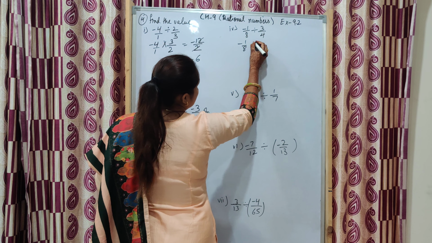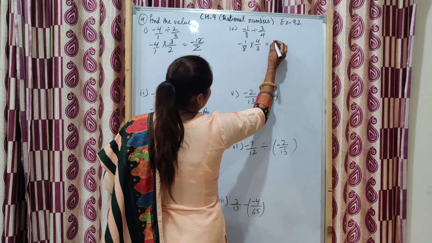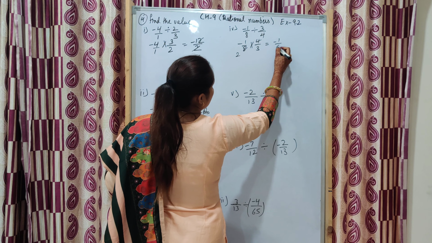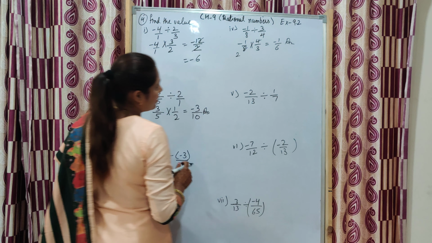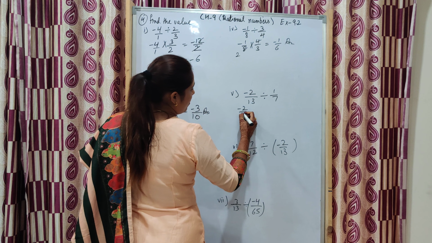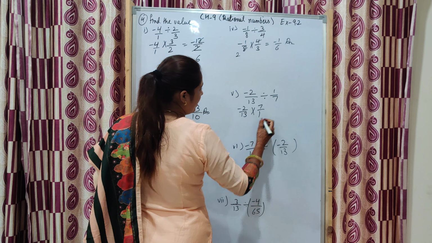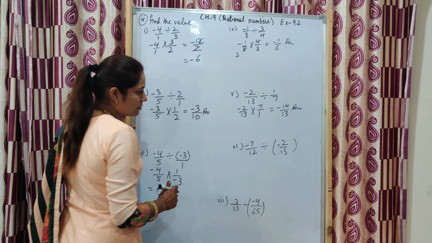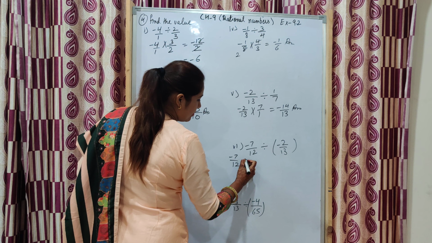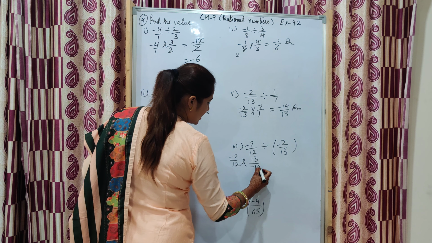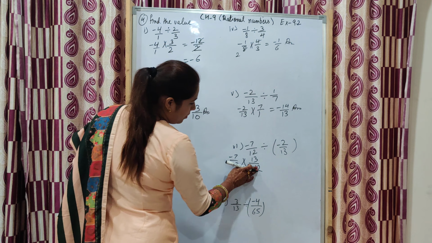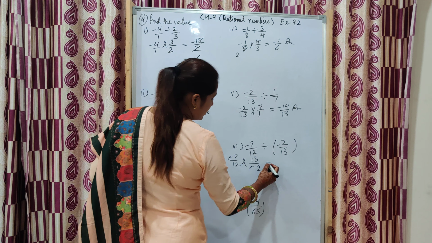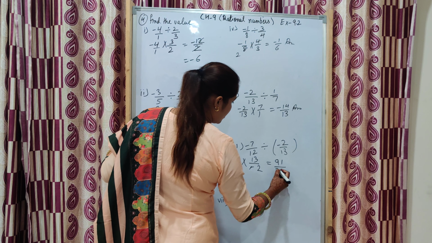Minus 1 upon 8, multiply 4 upon 3. So you can cancel here also, 4 ones are, 4 twos are. Minus 1 upon 6. Next, minus 2 upon 13, multiply 7 upon 1. Minus 14 upon 13 is the answer. Minus 7 upon 12, multiply 13 upon minus 2. Minus cancel. 7 into 13, 91, 12 into 2, 24, answer.